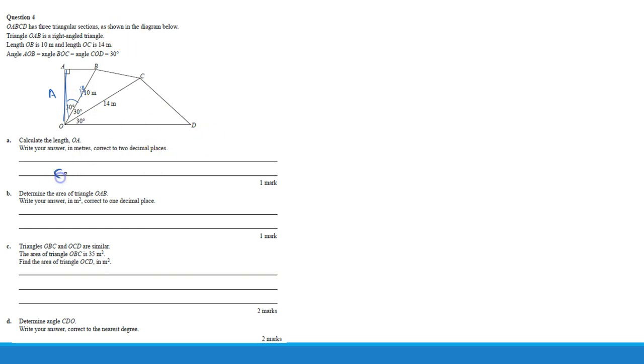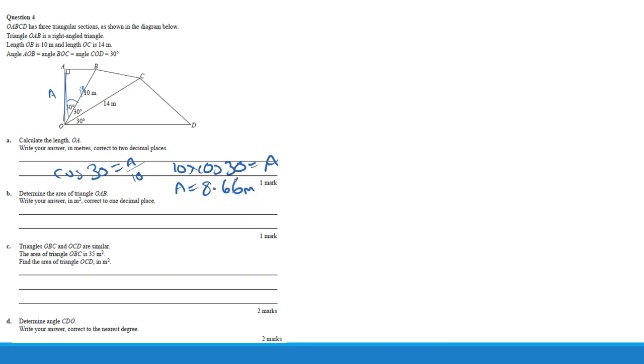So it is cos 30 equals the adjacent over the hypotenuse. So 10 times cos 30 equals A. A equals 8.66 to 2 decimal places.